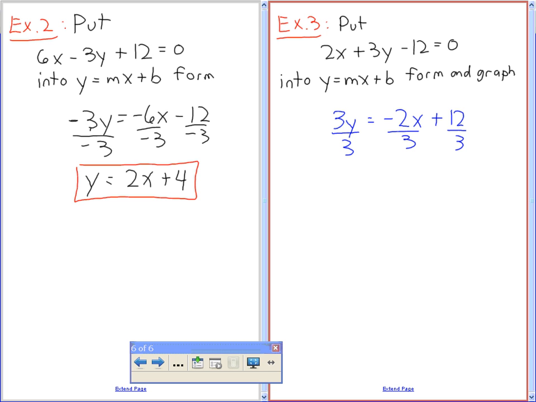Can someone please, Quinn, neaten that up for me, please? 3 divided by 3 is, because it's y equals. I'm not going to touch this. And 12 over 3 is. Good. Okay, now that's in y equals mx+b. Okay, now we're going to graph this bad boy.